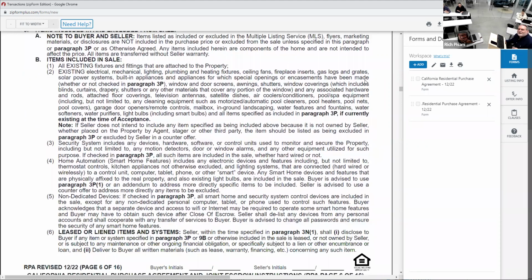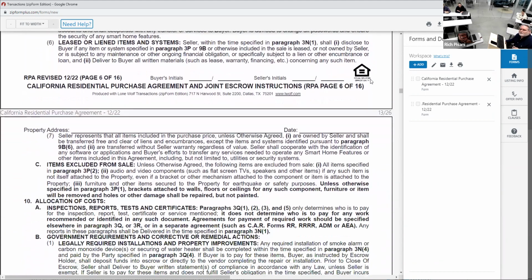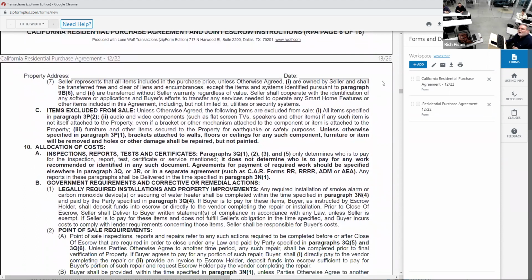Okay, it talks about items included and excluded, leased items, items excluded. Down here, usually the bold things, that is, if it's attached to a wall, like a bracket attached to walls, floors, or any furniture, it will be removed, and the holes and other damage shall be repaired but not painted. That's how we deal with TV mounts: they're removed and patched, and that's it.